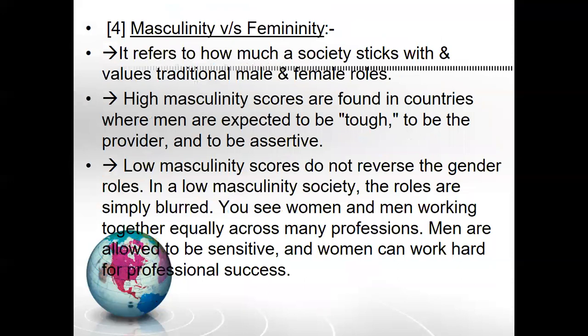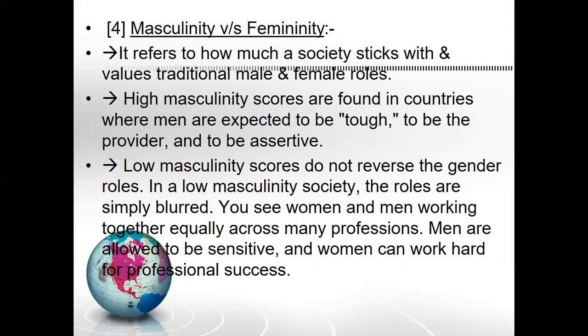Then we have masculine and feminine culture, wherein traditional female and male roles are played. So when we talk about high masculinity, it means toughness in the job, or assertiveness. When we talk about low masculinity, it means the gender or masculine roles are simply blurred. So men and women work together equally, and there are a lot of professions which expect equality.